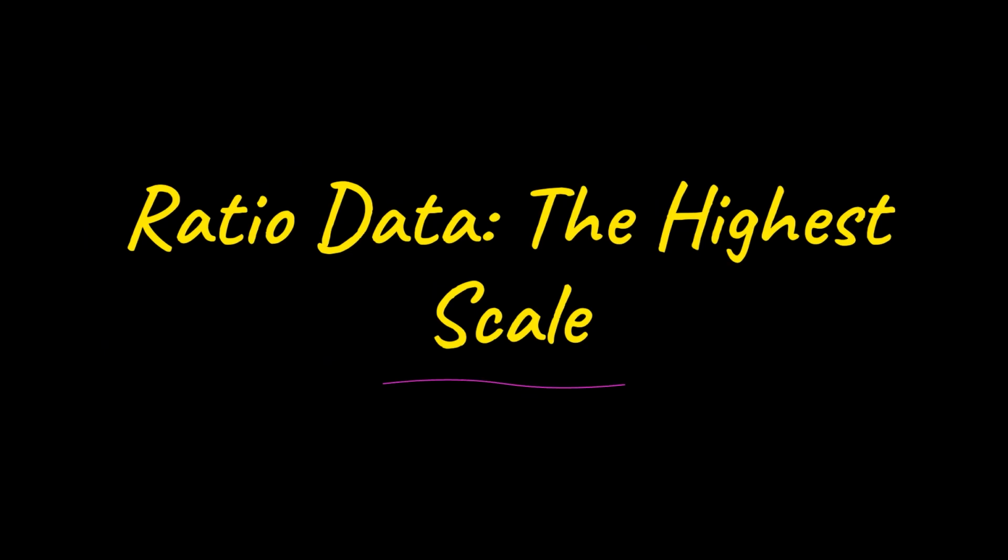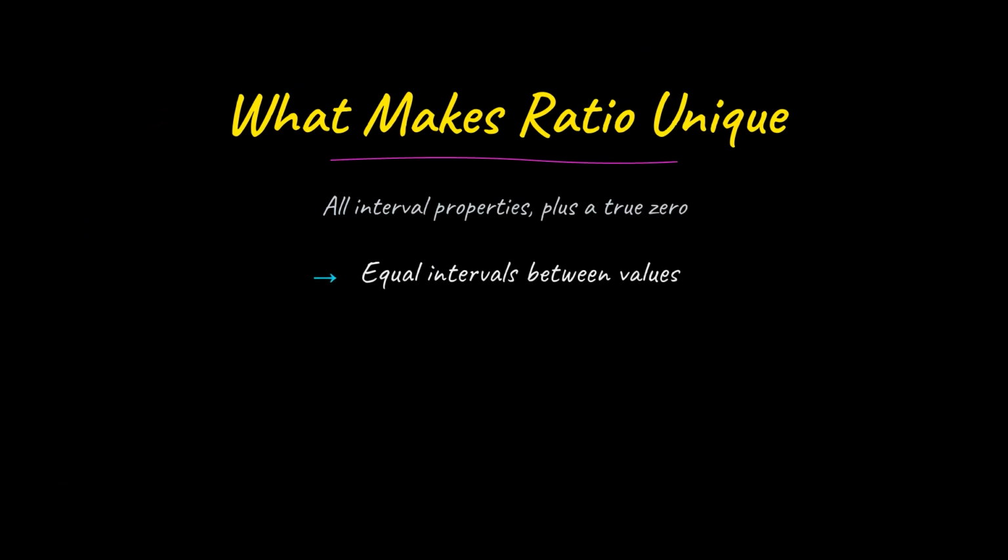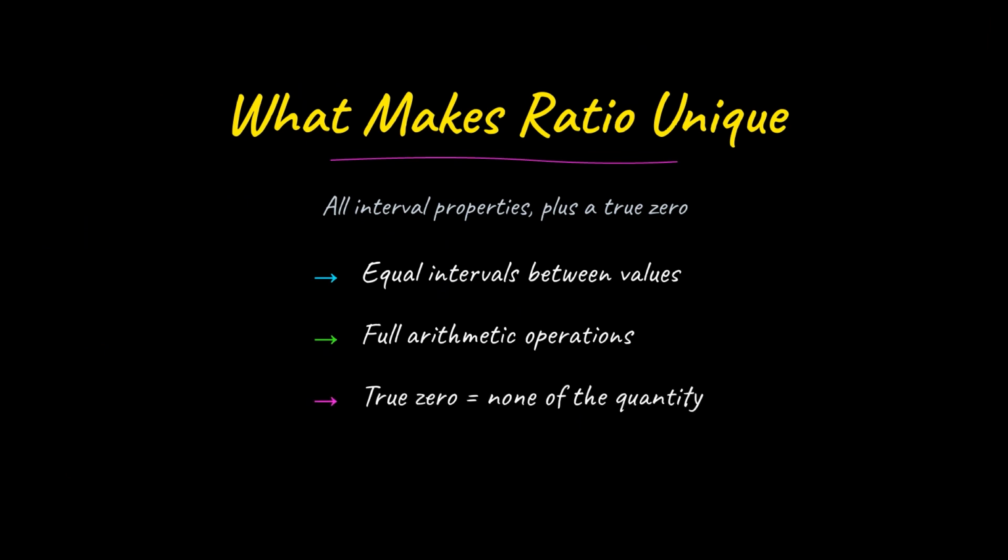Ratio data sits at the top of Stevens' 4-level measurement hierarchy. It inherits everything from interval data, equal spacing and full arithmetic, and adds one critical feature, a true 0 that means the genuine absence of the quantity. Ratio scales have equal intervals and support arithmetic just like interval scales. The defining addition is a true 0 anchor, which makes proportional statements valid.